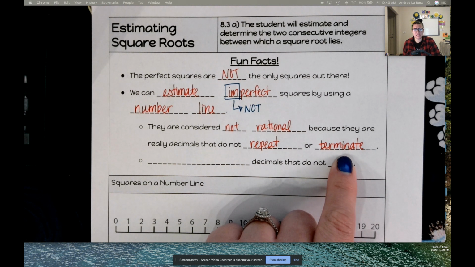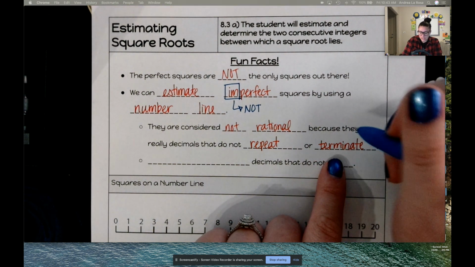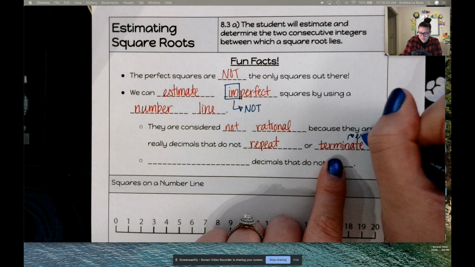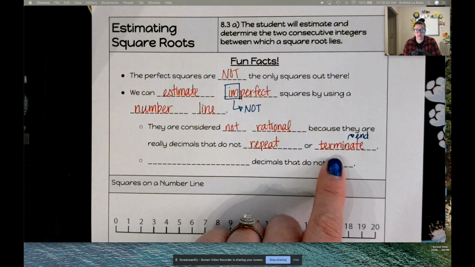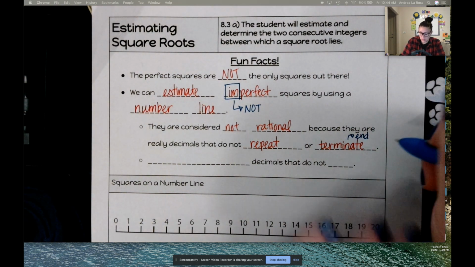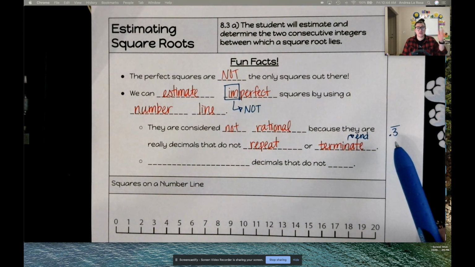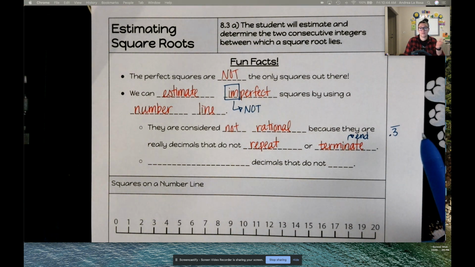Some of you guys might have seen the movie The Terminator. I haven't seen it, but the Terminator, he ends things. So when you see that word terminate, in math, that means that things end. So the decimal 0.5, that terminates, that stops, that ends. But the decimal 0.3 repeating, that keeps on going forever and ever. That does not terminate. That does not end. It goes on forever.